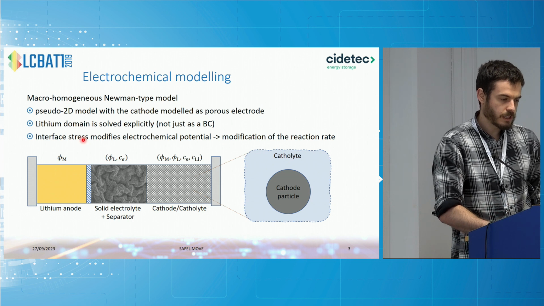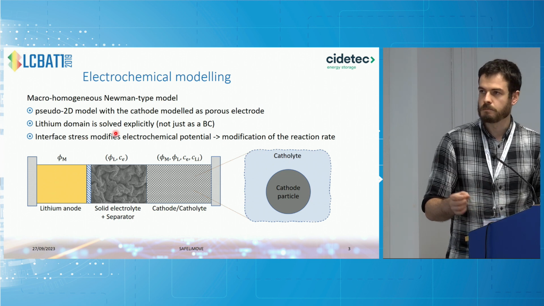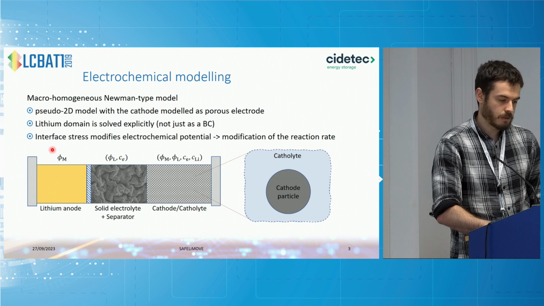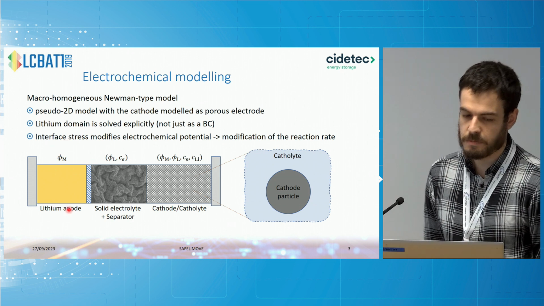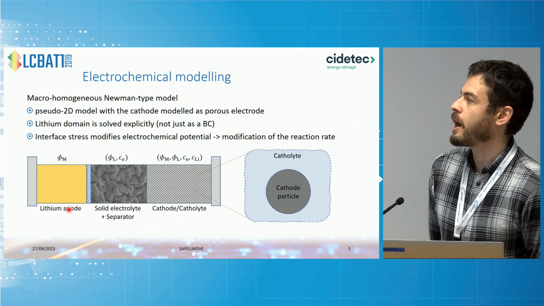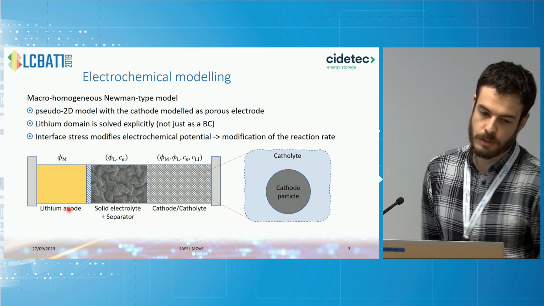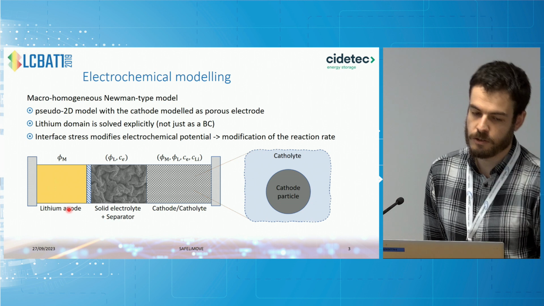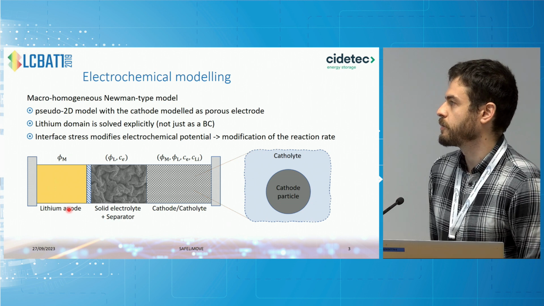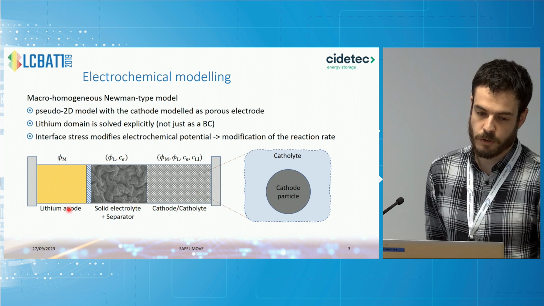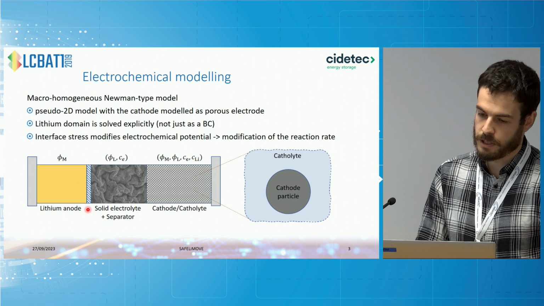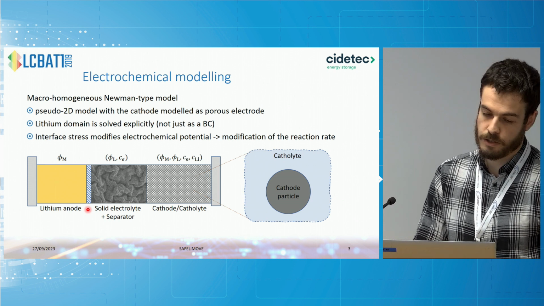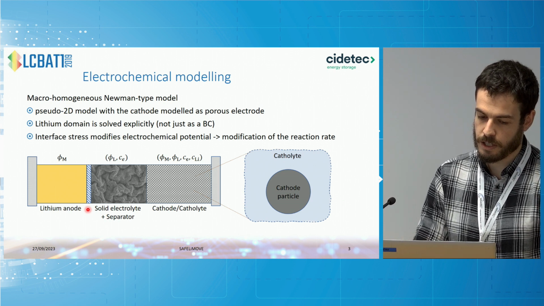What we do in our case is, instead of the lithium ion type of models, for lithium metal we explicitly simulate the lithium anode. We don't just treat it as a boundary condition, but we solve the potential of the lithium metal, because we will also need it afterwards for the mechanical model. And then we'll see that the mechanical stresses that happen at the interfaces will also modify the reaction rates and the diffusion rates in the model.